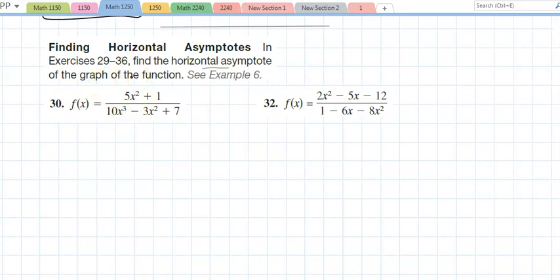It says find the horizontal asymptote of the graph of the function. Okay, so this is what we do. We take the limit as x approaches infinity, and to use that to our advantage, we use a simple mathematical trick. We divide by the highest power term of the denominator. We divide each of those by x cubed. That's always the case, no exceptions.